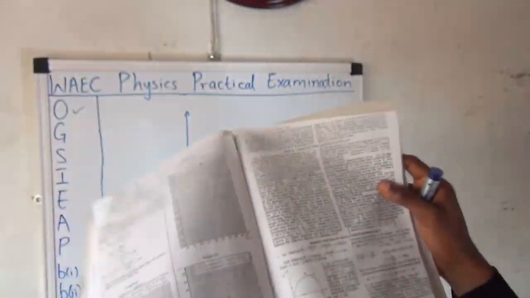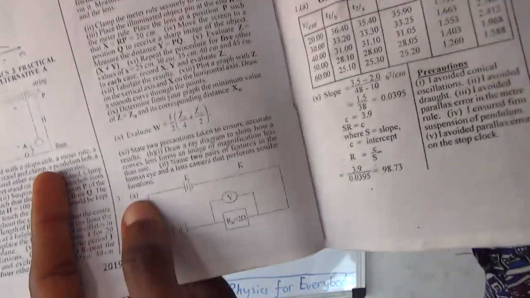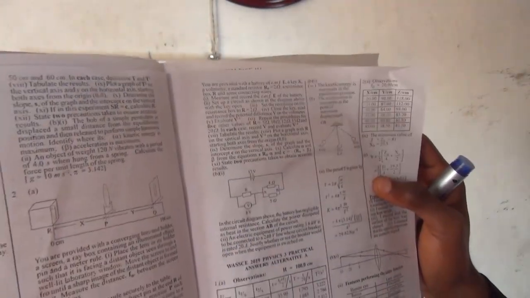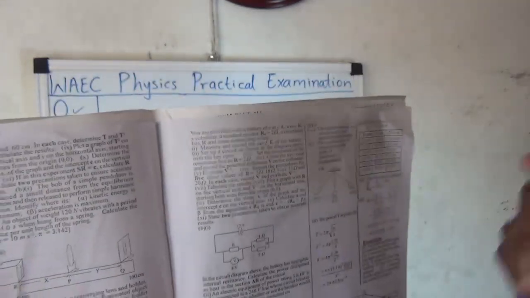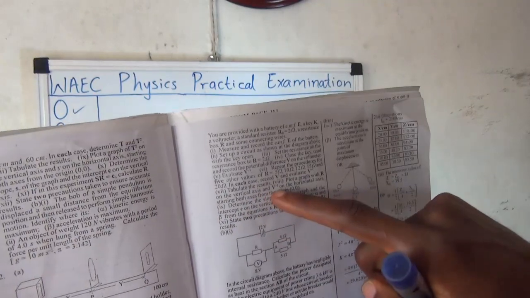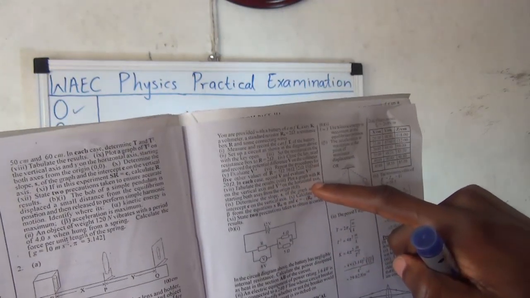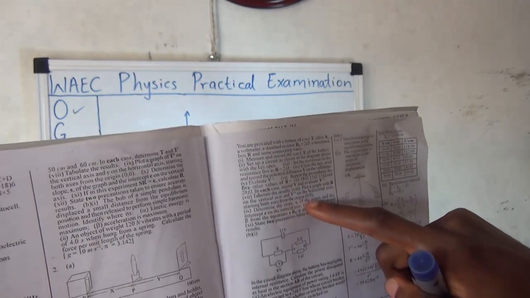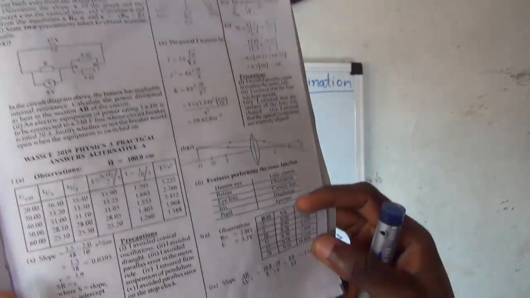So let me pick their question number 3. This is their third question. You have this electric circuit, and this is the procedure. Let's just go straight to plot a graph with R on the vertical axis and the reciprocal of V on the horizontal axis, in both axes from the origin 0, 0. R against V. Let's just go straight to their table of values.